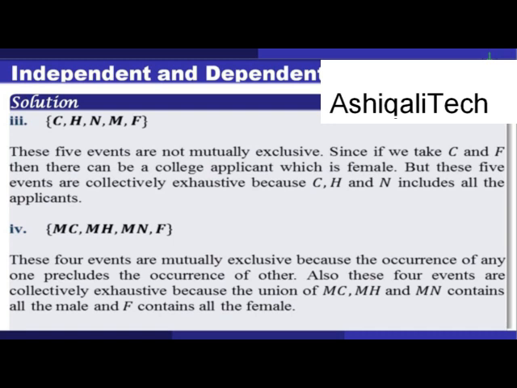Also, these 4 events are collectively exhaustive because the union of MC, MH and MN contains all the males, while F contains all the females. So when we join these males and females, we have the collectively exhaustive events.